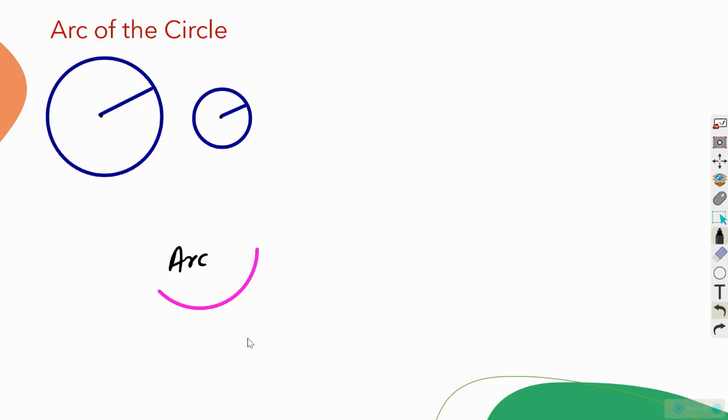It can be small or big, and we can name it as arc AB if you want. And while writing we will write arc AB in mathematics like this. Interesting, no? Even the piece has a name, arc AB.